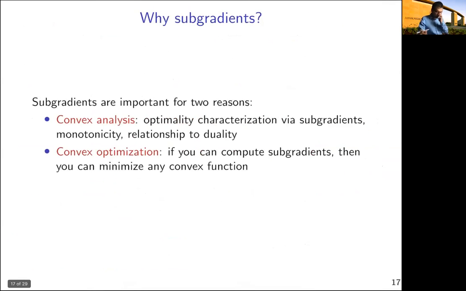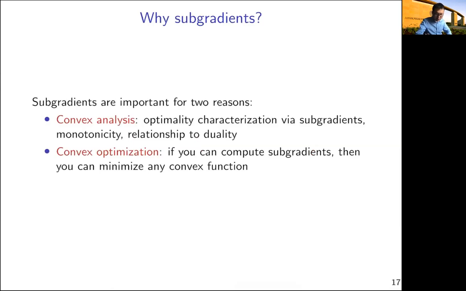Okay, so there are two reasons why we care about subgradients. First of all, gradients just don't seem to be sufficiently sophisticated to allow us to describe the class of all convex functions. Therefore, subgradients play a central role in convex analysis. In particular, they allow us to characterize the optimality of convex optimization problems using just subgradients, with a very simple condition that we'll talk about in the next slide.